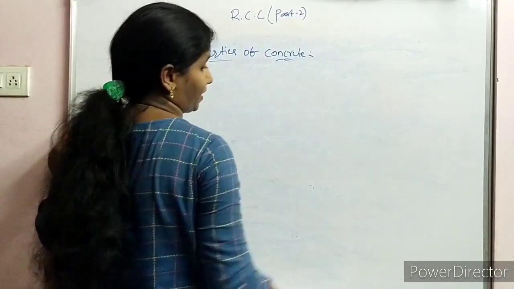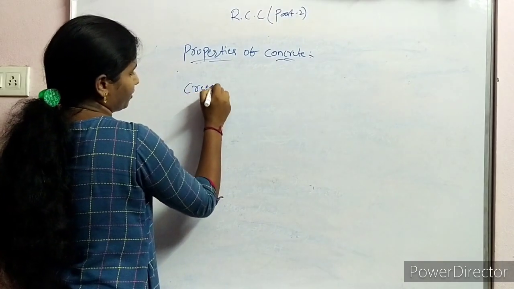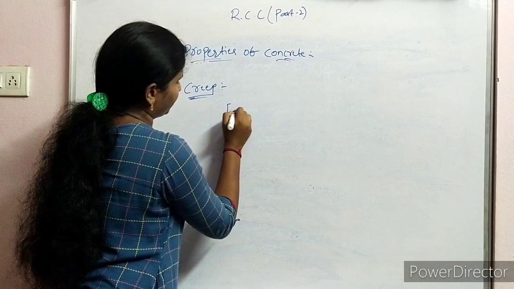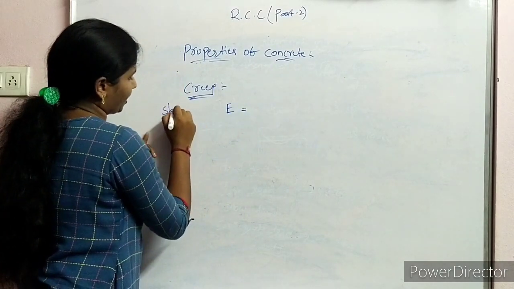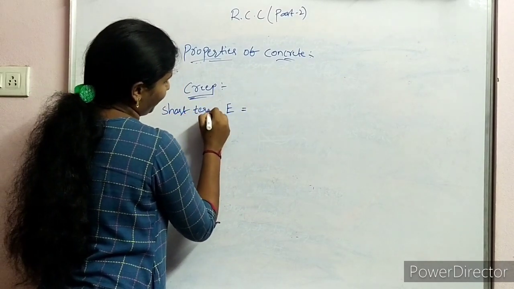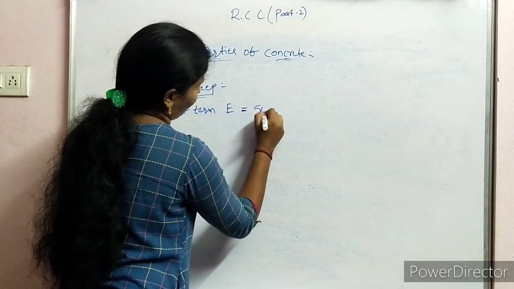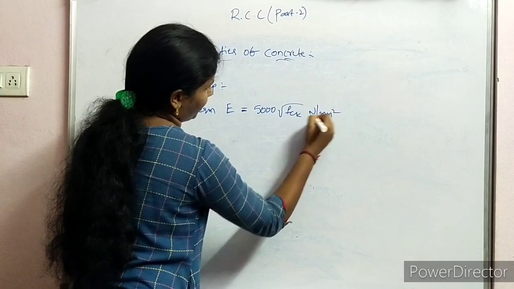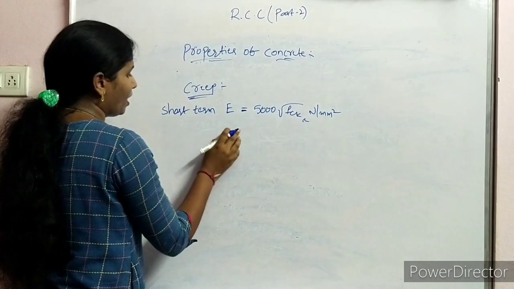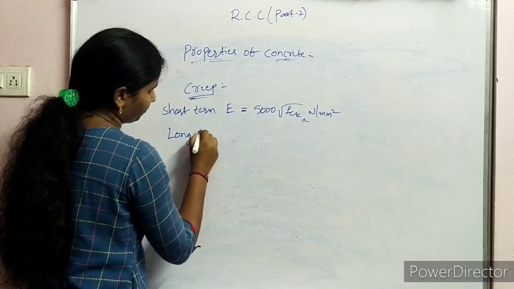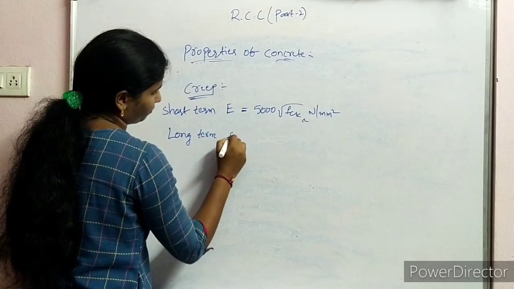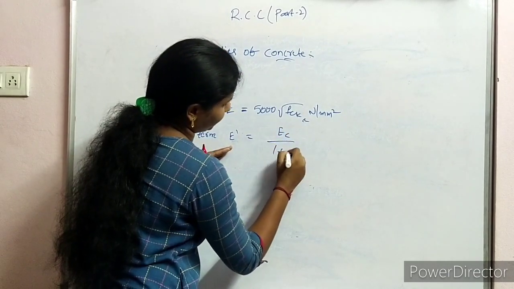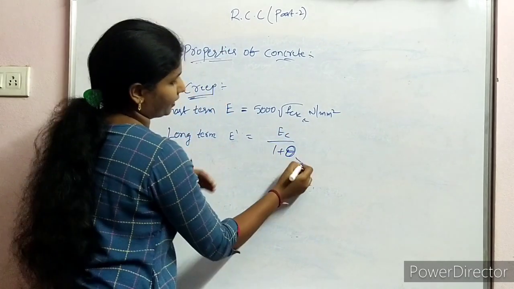Here we have creep. How does creep affect the concrete? Creep depends on the Young's modulus. For the short term, Young's modulus is calculated as 5000 under root of FCK Newton per mm square. FCK is the characteristic compressive strength, we already know. Whereas in the long term, Young's modulus is equal to EC by 1 plus theta. Here theta is the creep.